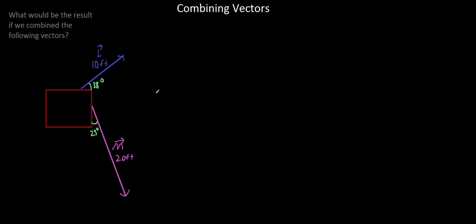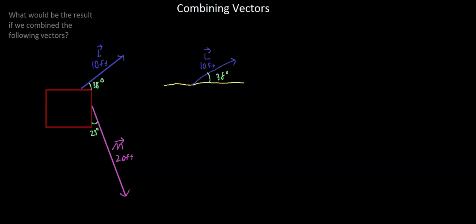We're asked to find the result if we combine the following vectors. And so I like to start by drawing just a picture of the random vectors. So I'm going to give myself a horizontal plane to start on. From here, I'll draw my first vector, vector L, which is 10 feet. And that is 38 degrees off the horizontal.